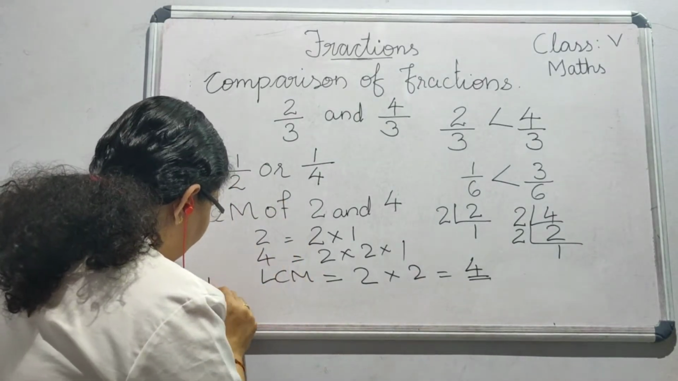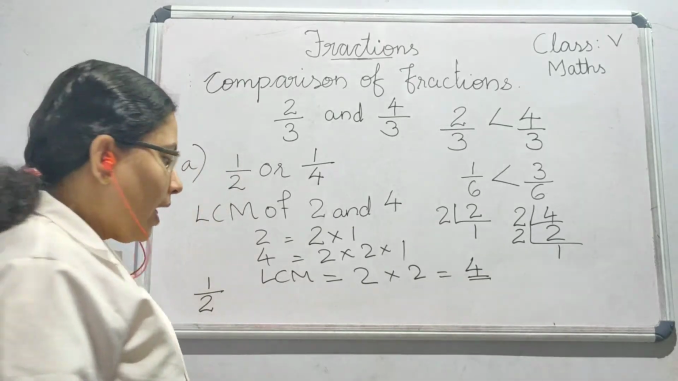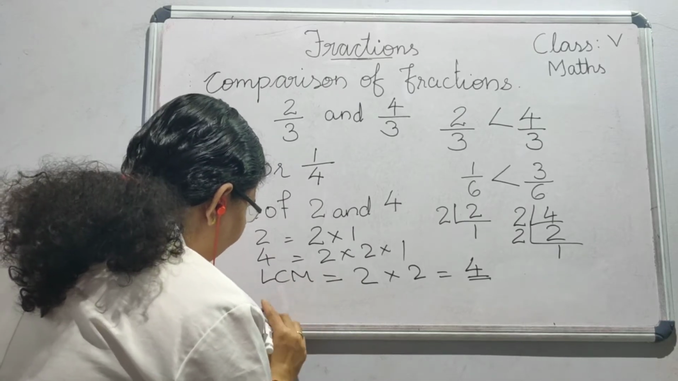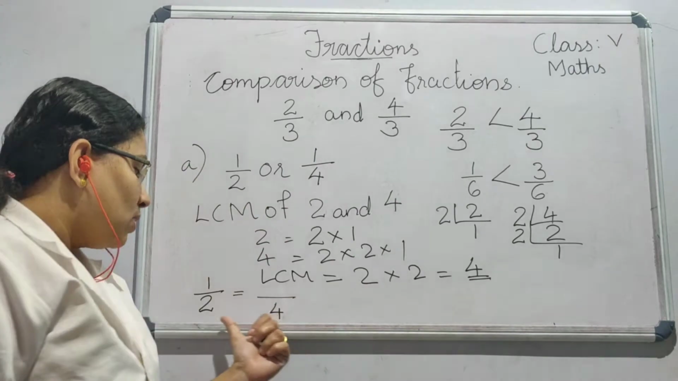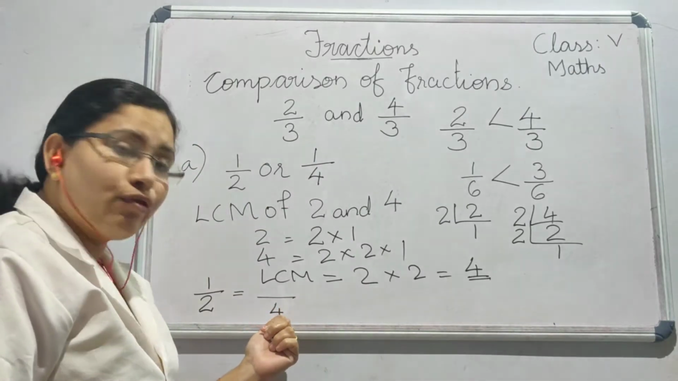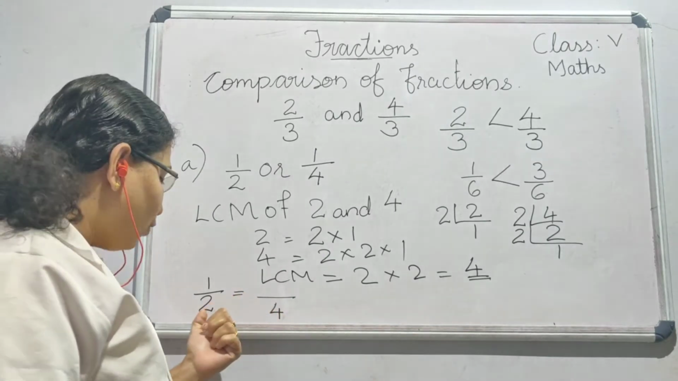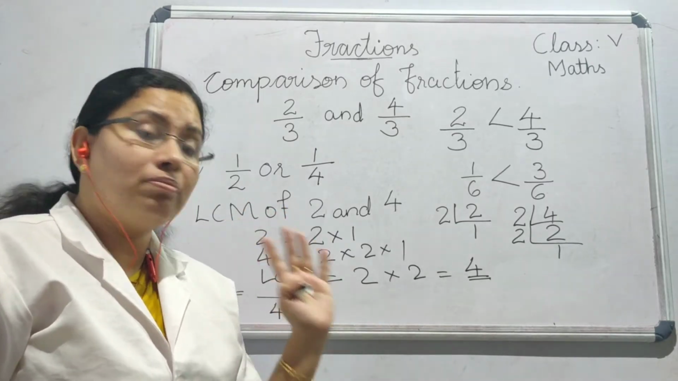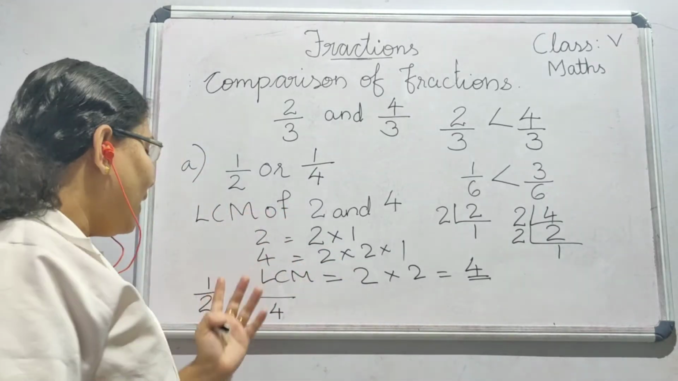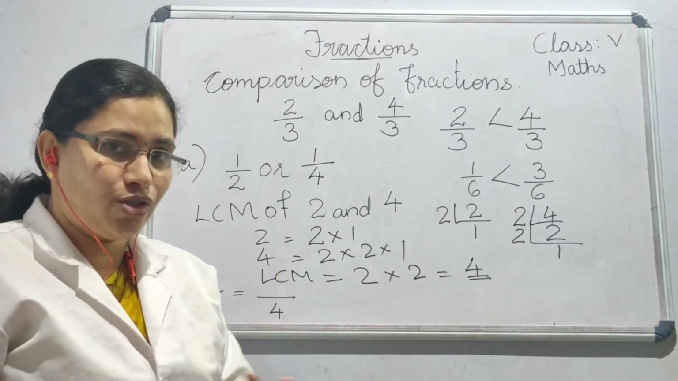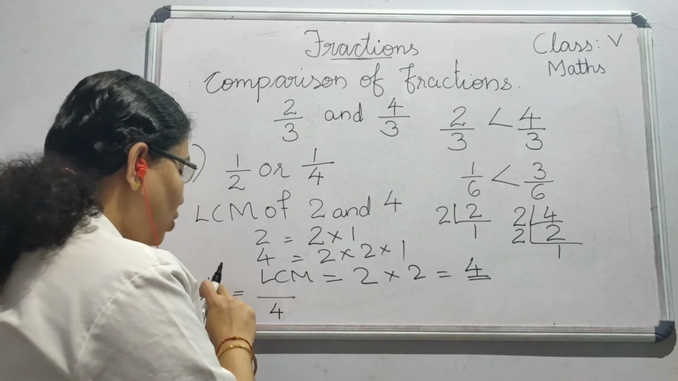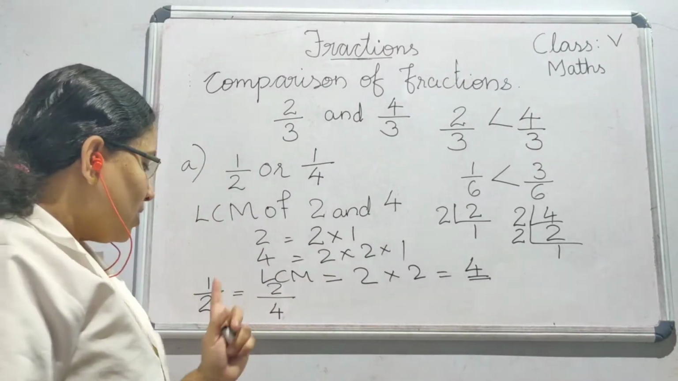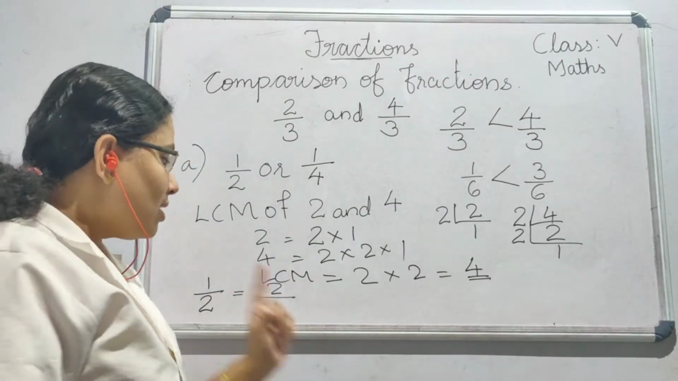Now I'll take the first fraction, that is 1 by 2. And the LCM we have got is 4. That I'm going to write here. So if I have to get this as 4, what do I have to do? I have to multiply the denominator with 2. So we have learned that if we are multiplying the denominator with 2, we have to multiply the numerator also with 2. The numerator is 1, 1 with 2. So I will be getting 2 by 4. So the equivalent fraction of 1 by 2 is 2 by 4.